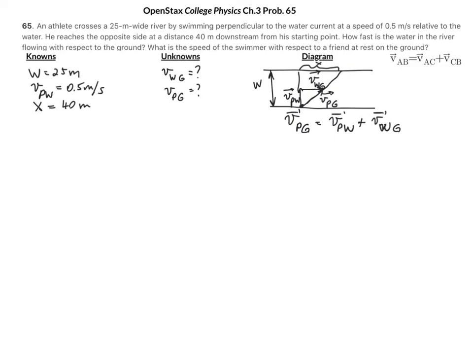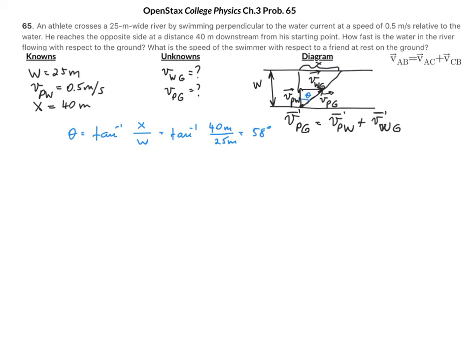So let's start out by solving for this angle. I'm going to call it theta. So I know that theta is inverse tangent of what I labeled x divided by what I labeled w. So that's inverse tangent of 40 meters divided by 25 meters. And that turns out to be 58 degrees. So now in the velocities triangle here, I know that vector and I know that angle.